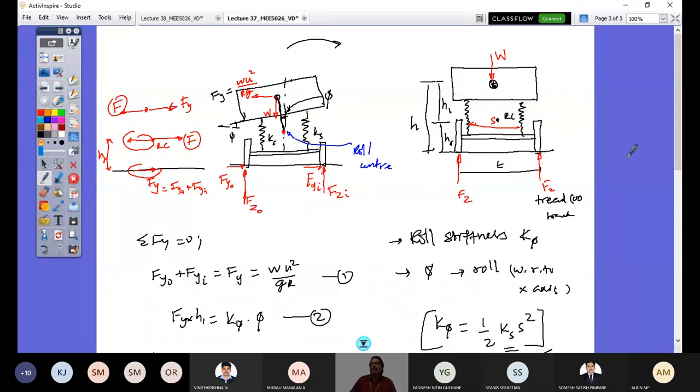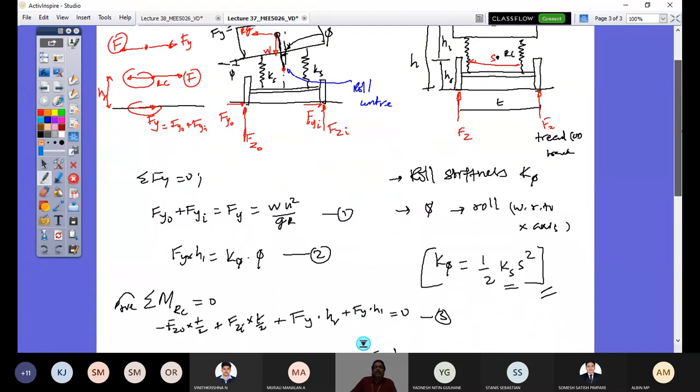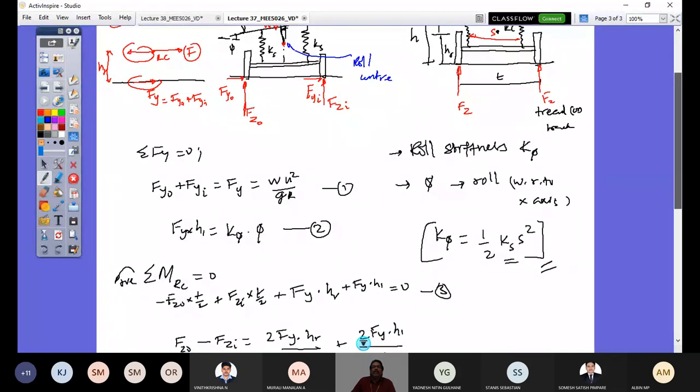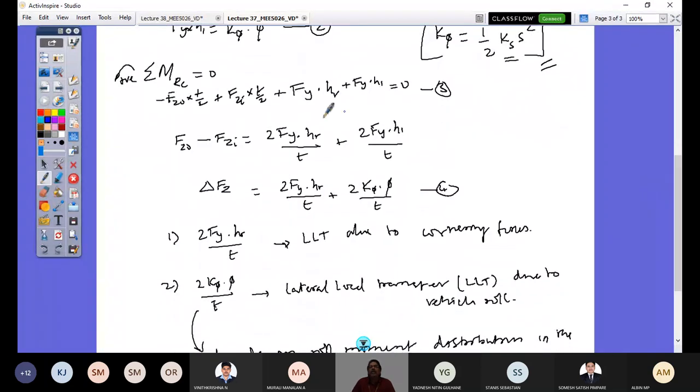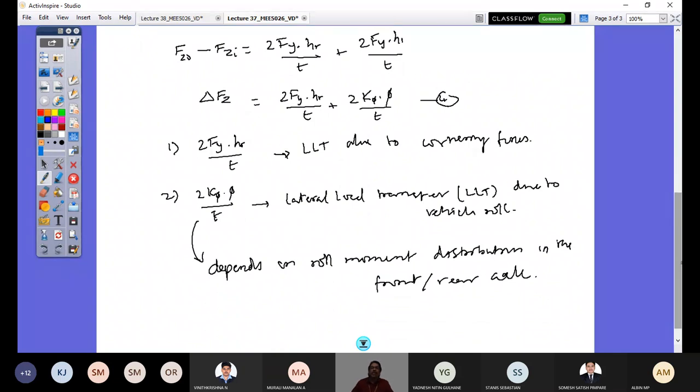But in our free body diagram and the subsequent equilibrium equation, the moment balance at the roll center is given by this expression 3. We were writing this expression 3 to find out the change in the normal load due to this lateral load transfer. So this load transfer is taking place through two mechanisms. One is due to lateral force or cornering force, which is an instantaneous force independent of the sprung mass roll. The other term, 2kφ into φ by t, is the lateral load transfer due to vehicle roll, or the body roll of the vehicle, which depends on the roll moment distribution in the front axle and the rear axle.